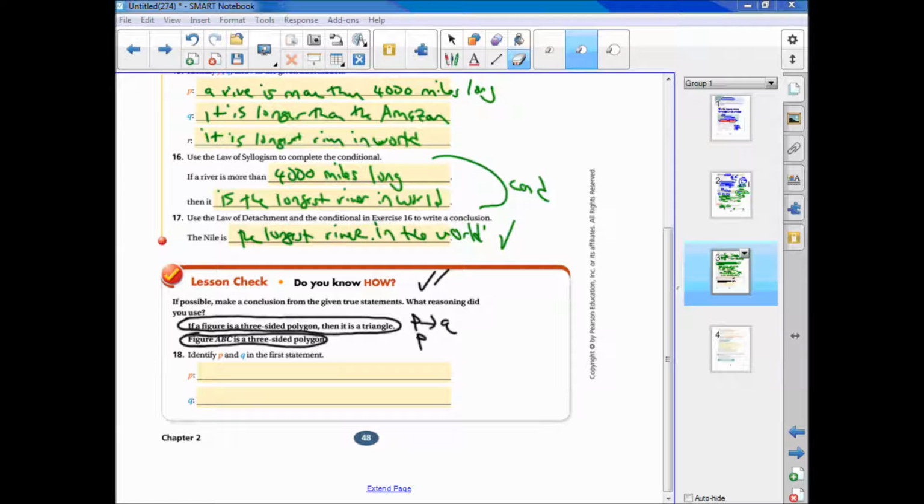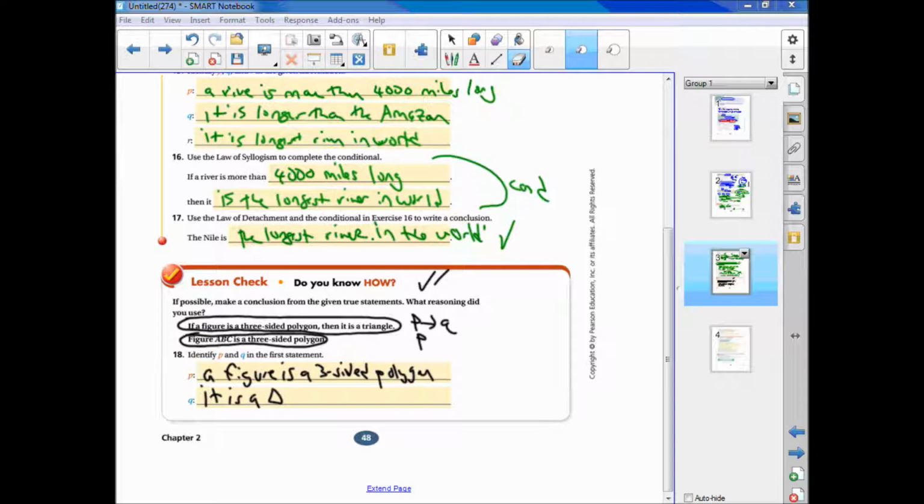So let's fix this to deduce our conclusion here. First we want to know the P, the hypothesis from our conditional statement. So this is a figure is a three-sided polygon. Okay, and our conclusion is it is a triangle.